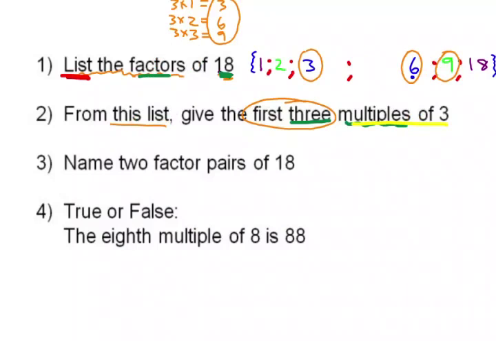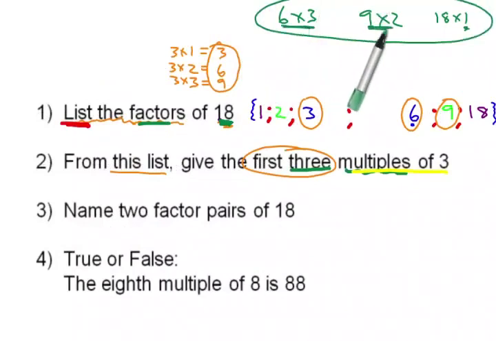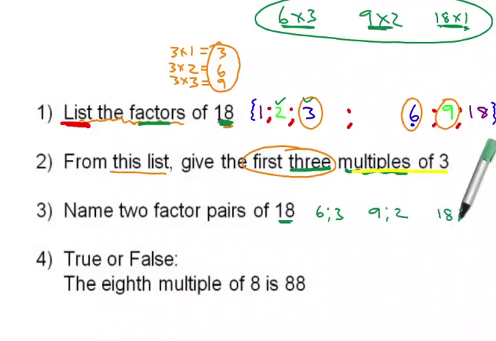Then name 2 factor pairs of 18. Factor pairs are the numbers that we've started with initially, those 2 numbers that you multiply. Because remember, you can't say that 2 and 3, for instance, are a factor pair of 18, because they don't give 18. A factor pair must consist of the 2 numbers that will give you that number. So then we can just say 6 and 3, for instance. We can say 9 and 2, for instance, and we can say 18 and 1. Those will be the factor pairs, and you just need to list 2 of them.